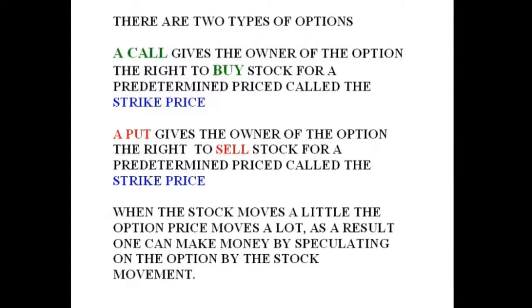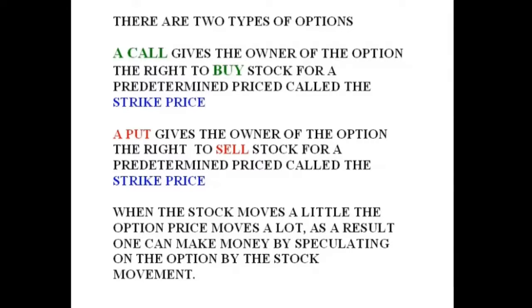There are two types of stock options. First, there are call options. Calls give the owner of the option the right, not the obligation, to buy stock for a predetermined price called the strike price. You would buy a call option if you thought the stock was going up in value.